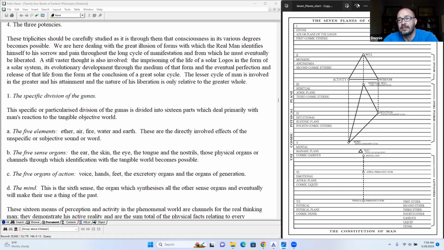Key there is effects. It's a noun when it has an E on it, right? I know this because I have to look these things up. All right, so it's always something that's coming up, whether it's affects or effects. A is a verb, E is a noun. This is nouns. They are directly involved effects of the unspecific or subjective sound or word. It's a result.